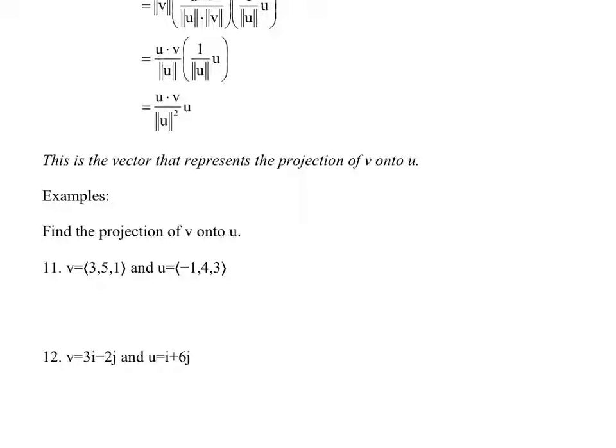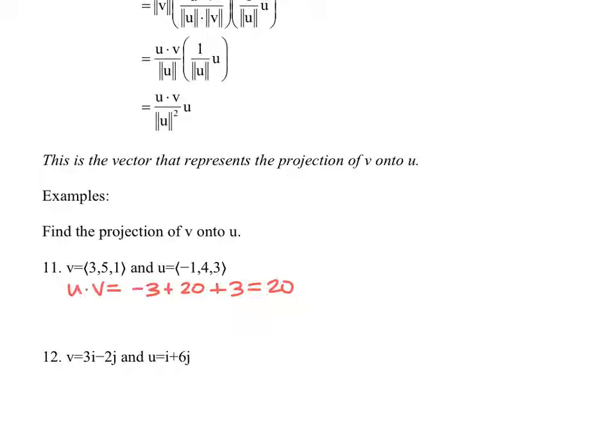So we have a formula. There's nothing wrong with just using the formula. You don't have to invent it every single time. So u dot v: -3 plus 20 plus 3, it's going to be 20.